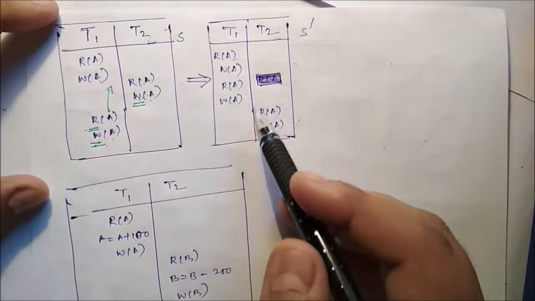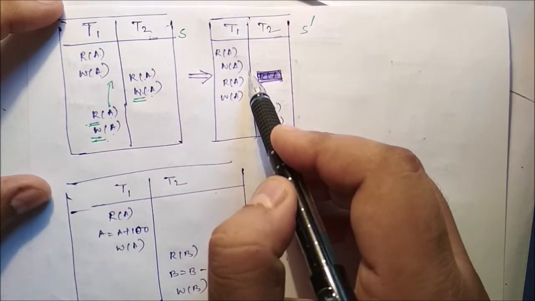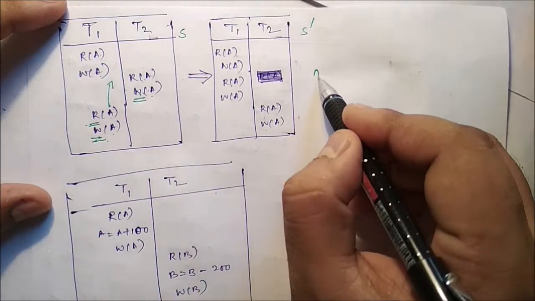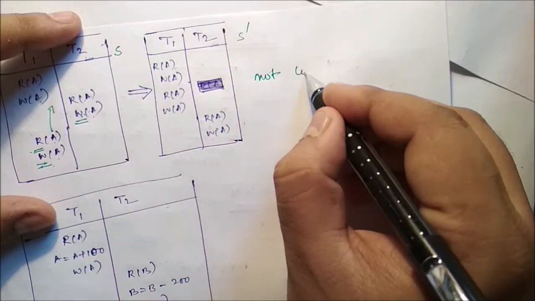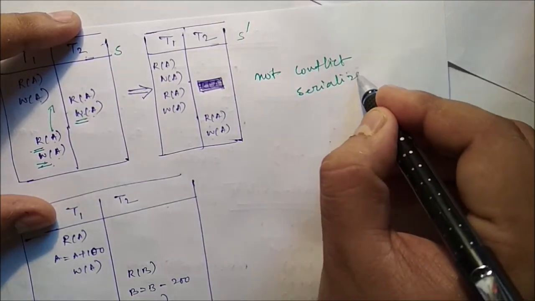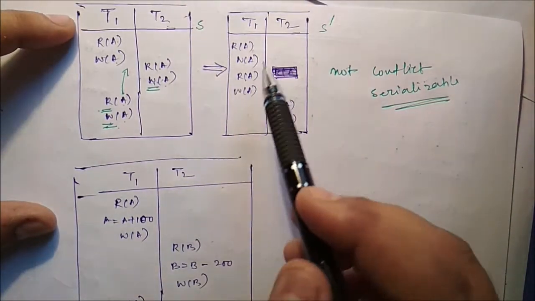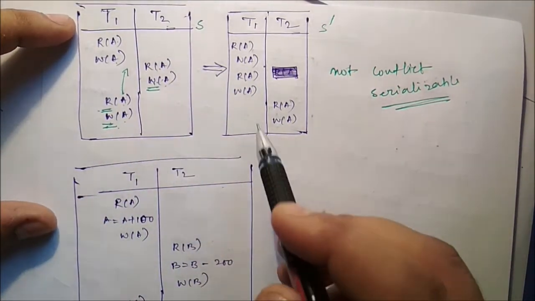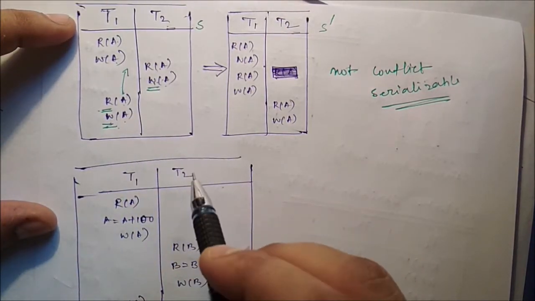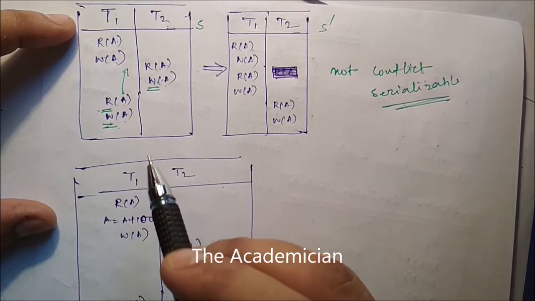Okay, so see, this is what our serializable, and we cannot convert this schedule into this schedule. That means this schedule is not conflict serializable. Now if a schedule is conflict serializable, that means we are sure that this particular schedule will generate a consistent result. But if it is not conflict serializable, that means the schedule may or may not produce a consistent result.